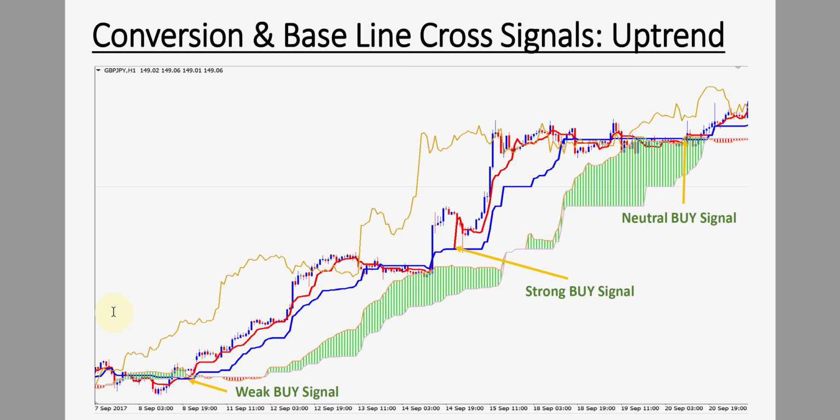Here are the examples. Okay, this cross of red above the blue happens below the cloud. It happens below the cloud, so we say it is a weak signal. Here it happens above the cloud, we say it's a strong buy signal. And here it happens inside the cloud, we say it's a neutral buy signal.